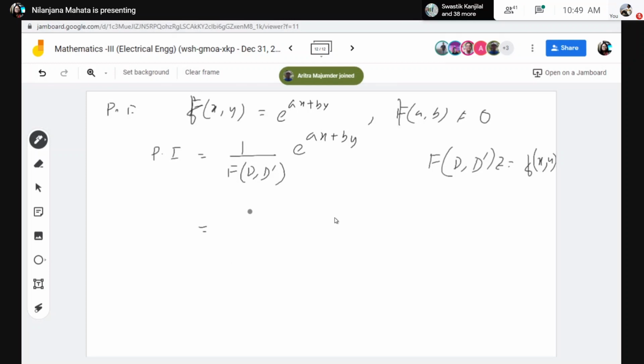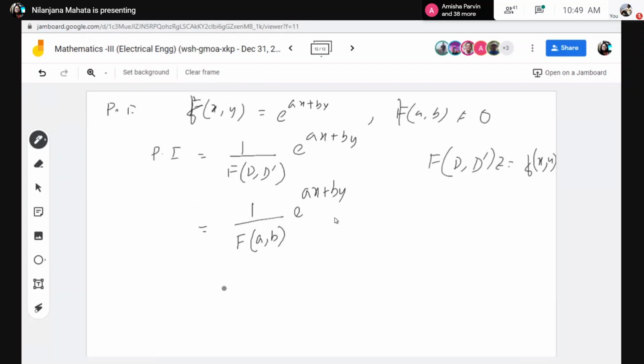So I will put, like in the previous ODE, a in place of D and b in place of D dash, and you will get your particular integral for this equation.